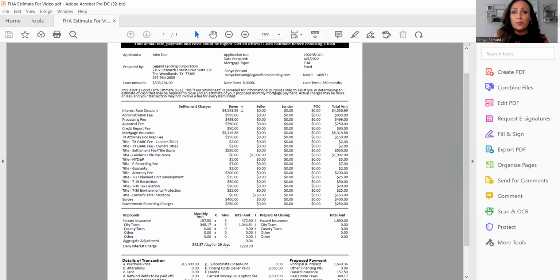You have your discount points, which were associated to the rate that you chose, which may or may not apply if you were paying points. Then you have your admin and processing fees. So at Legend, these are our lender fees, right? Our paper pushing fees. So each lender usually has some type of lender fee, and that will all combine into what's called an origination cost, which I will explain in another video when I go over how to read a loan estimate, which is different than a fees worksheet. Okay, so you have your lender fees, admin and processing.